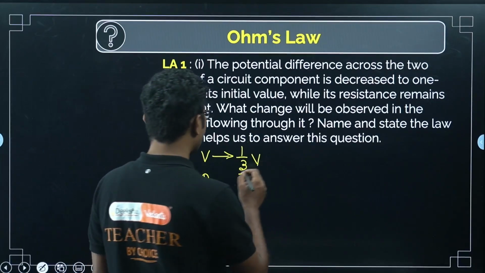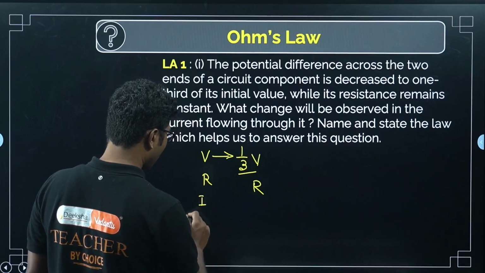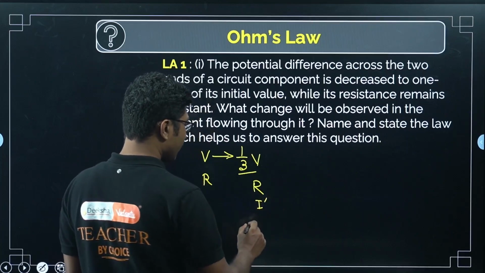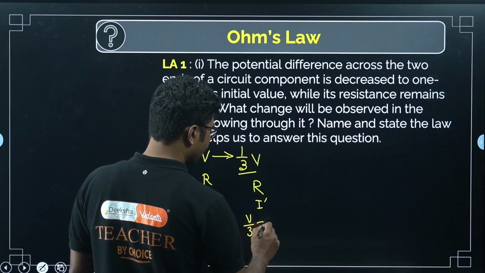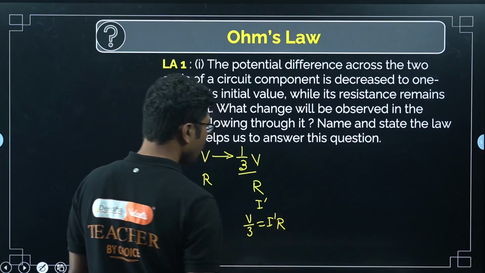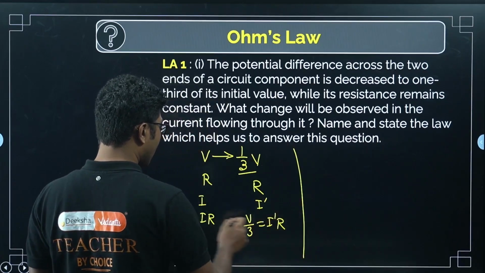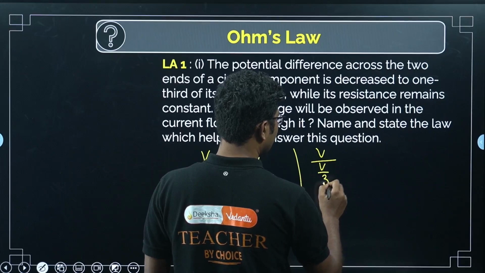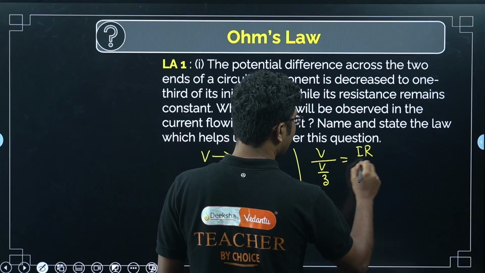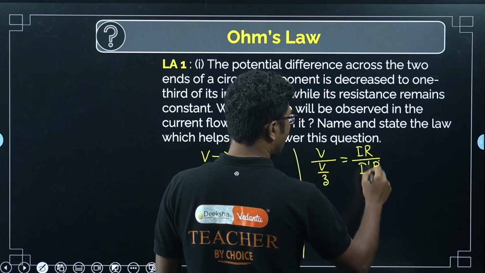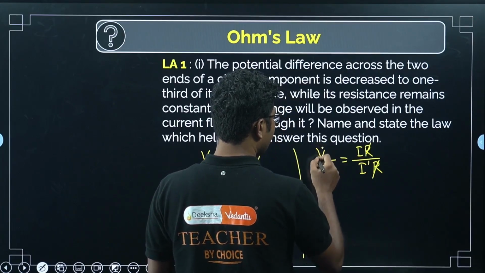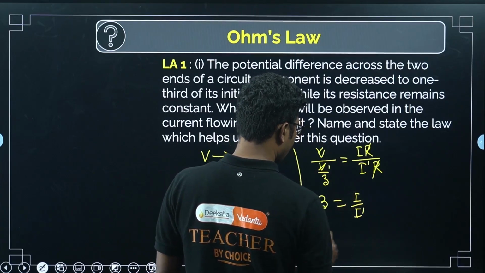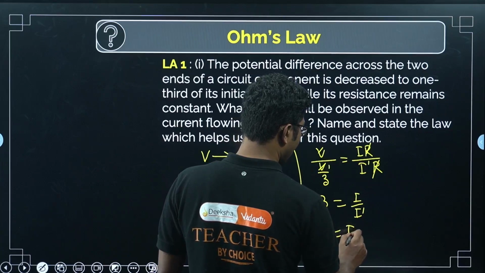So initially what was the current? Suppose the current was I, then from Ohm's law we can write V is equal to IR. Now next time suppose the current is I dash, from Ohm's law we can write V by 3 is equal to I dash R. Okay, so now let's compare it. Divide both sides, so we will get V divided by V by 3 is equal to IR divided by I dash R. R and R cancel, these 3 will go up, V and V cancel, so we will get 3 equals I by I dash. So I dash will be I by 3.